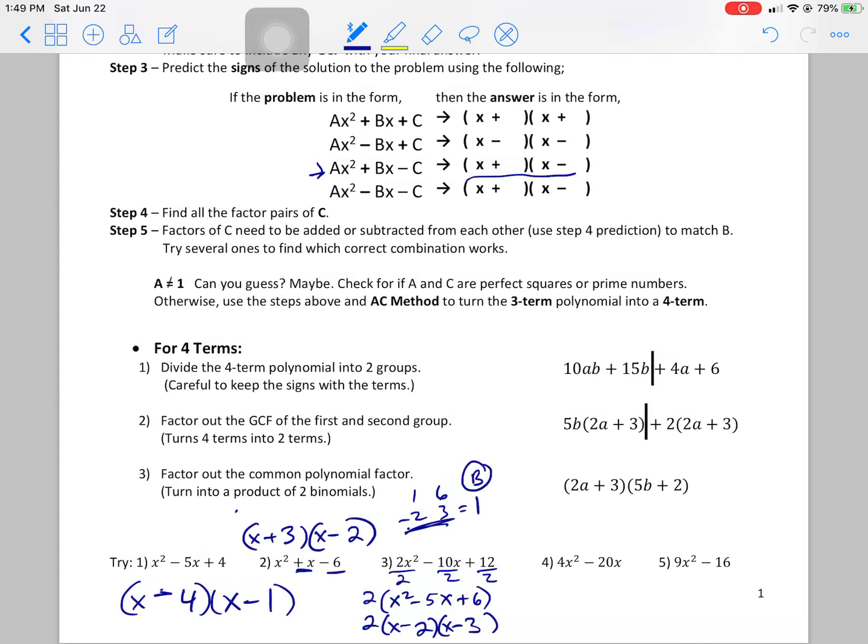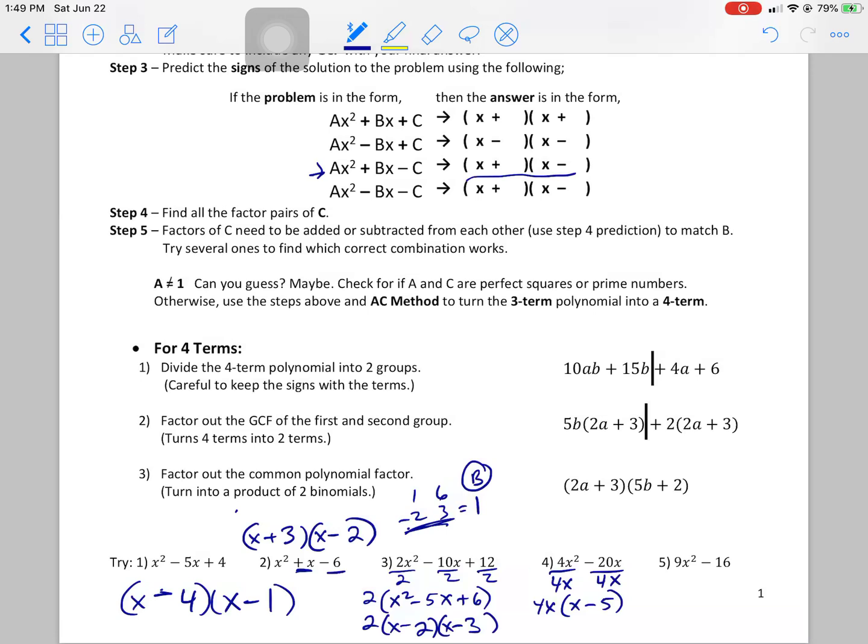All right, here's a 2 term. We want to check for a greatest common factor. In this case, we can take a 4 out and an x. Don't forget your factors can be your variables too. So if you take out a 4x, what do you have left? You have x minus 5. Done. That's factored.